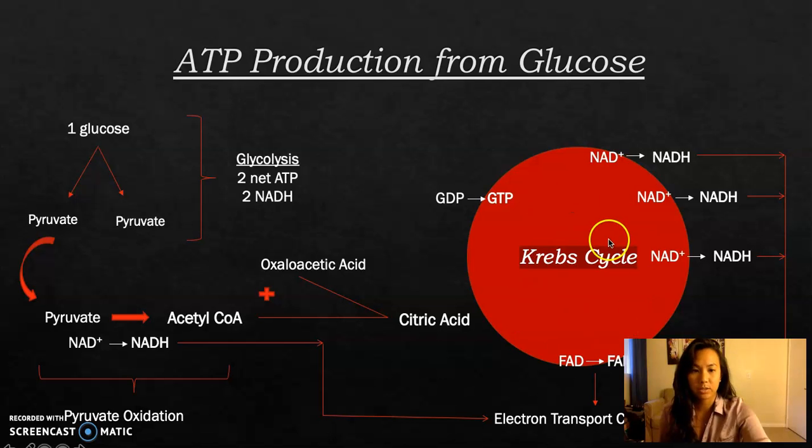As the Krebs cycle continues, 3 NADHs are produced, 1 GTP, and 1 FADH2. And so the NADHs all produced here, and the FADH2 will go through the electron transport chain, will then be oxidized and ATP produced.